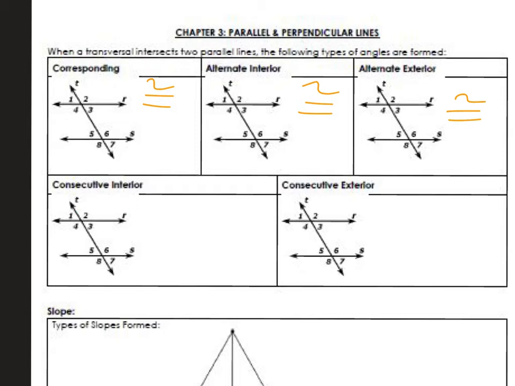Consecutive interior. Consecutive means on the same side of the transversal, interior inside the 2 parallel lines. So in this case, 3 and 6 would be consecutive interiors, 4 and 5 would be consecutive interiors. Consecutive interiors add up to equal 180, making them supplementary.